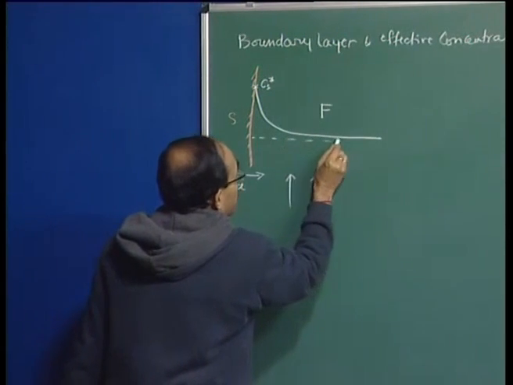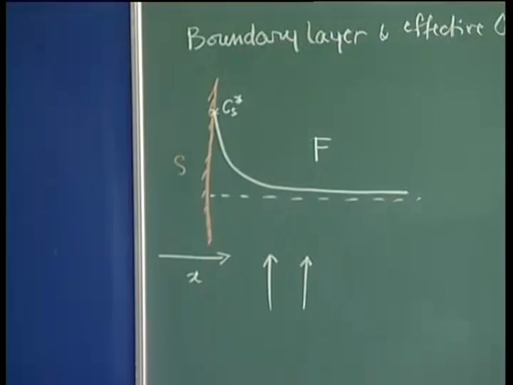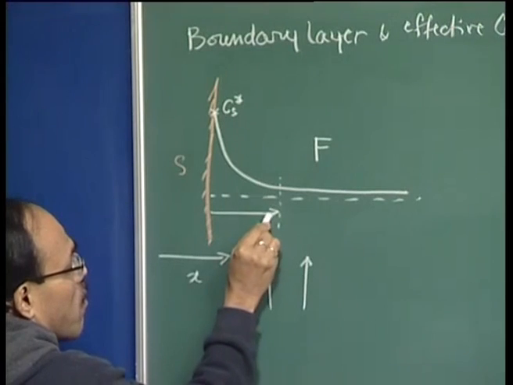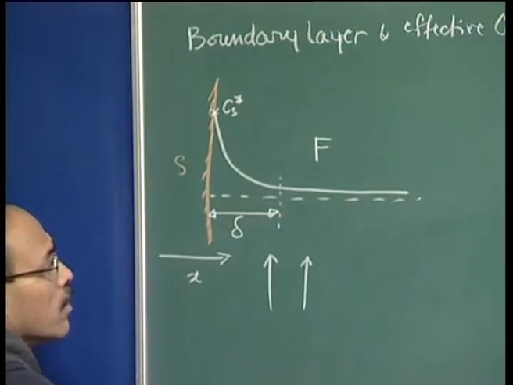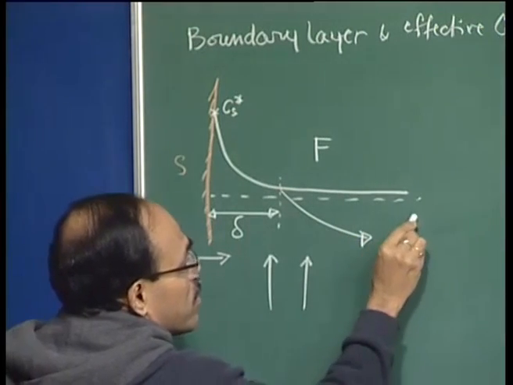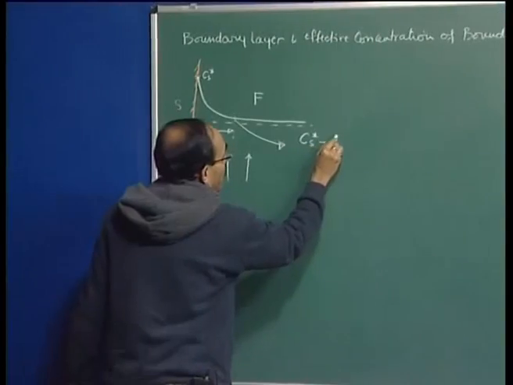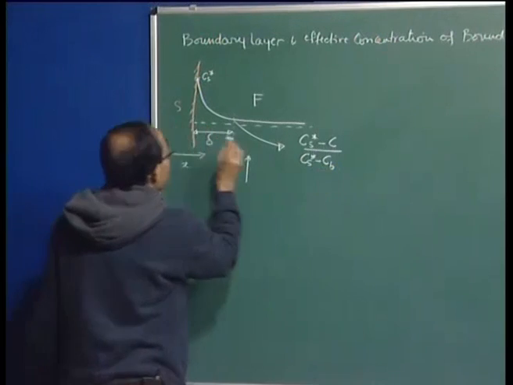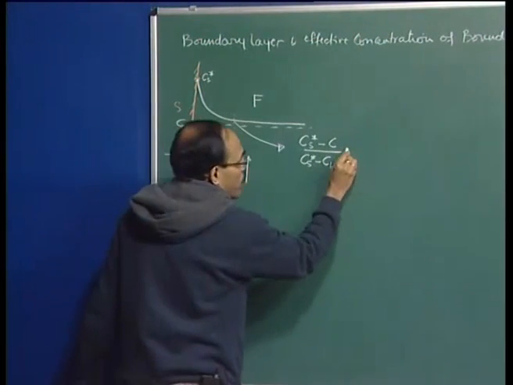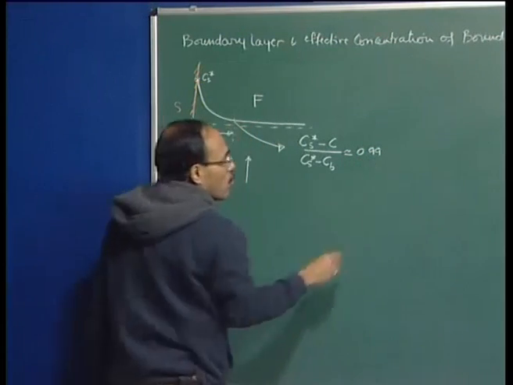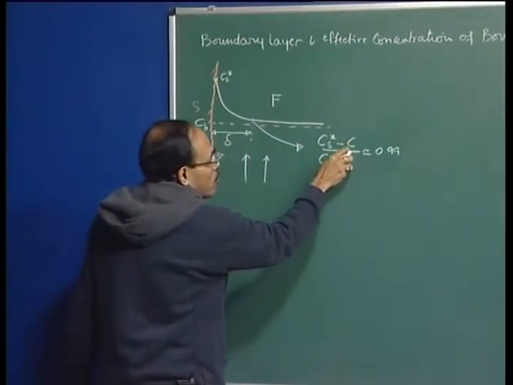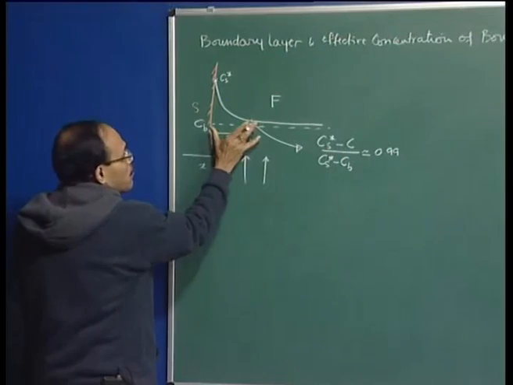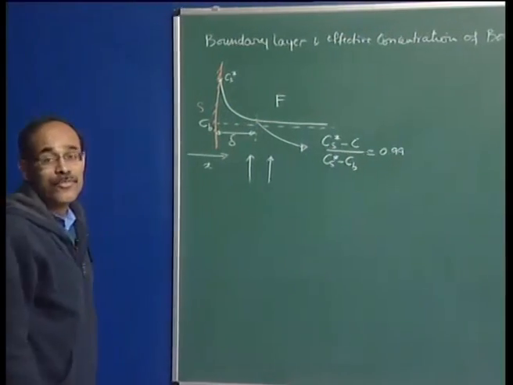And as I have indicated to you earlier, the distance where, if we say (C S star minus C) divided by (C S star minus C B), what is C B? C B is this bulk concentration. If it is approximately equal to 0.99, so the location at which this criterion is fulfilled, the distance of that location from the interface is the concentration boundary layer.